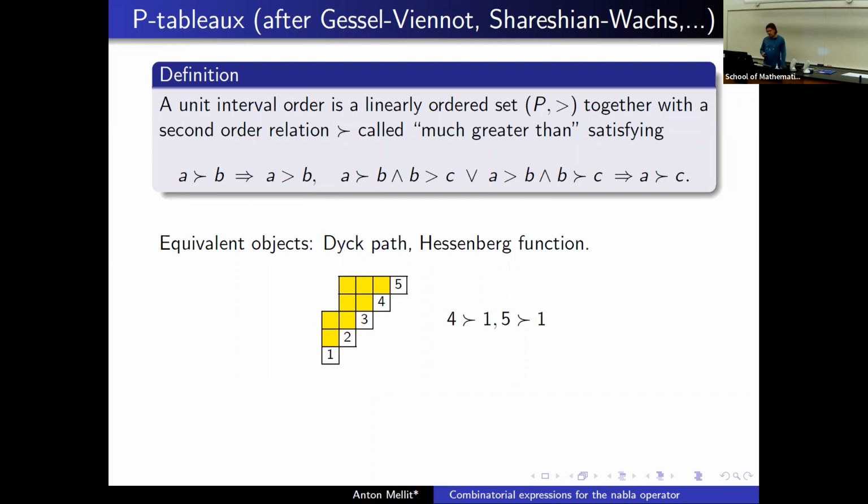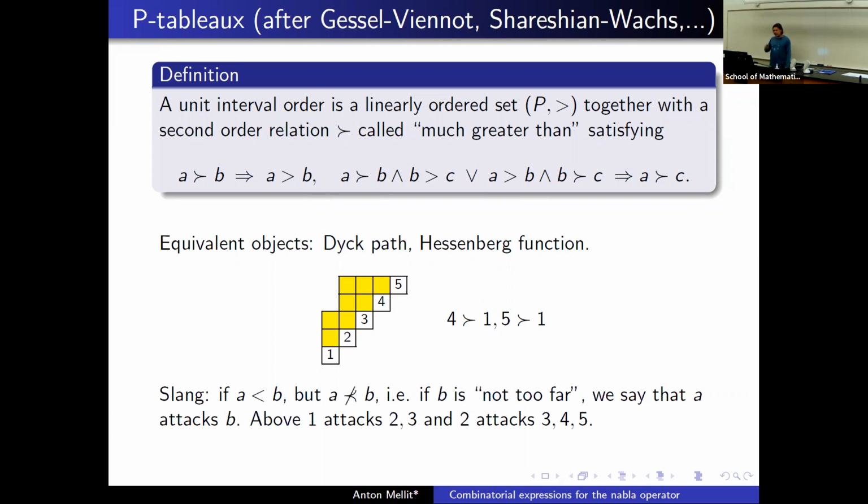Okay, so it's a toy we play with. I just wanted to say there is a slang. Whenever b is greater than a, but not much greater than a, then somehow b is too close to a, right? It's after a, but it's a bit close. So we say a attacks b. So in the picture, 1 attacks 2 and 3, and 2 attacks 3, 4, 5, but no other. And 3 attacks 4 and 5, 4 attacks 5, and so on.